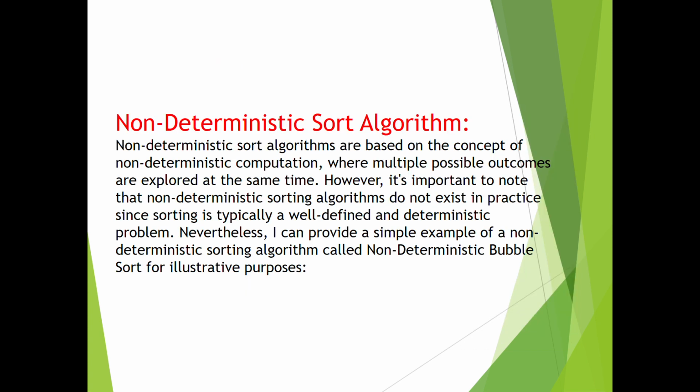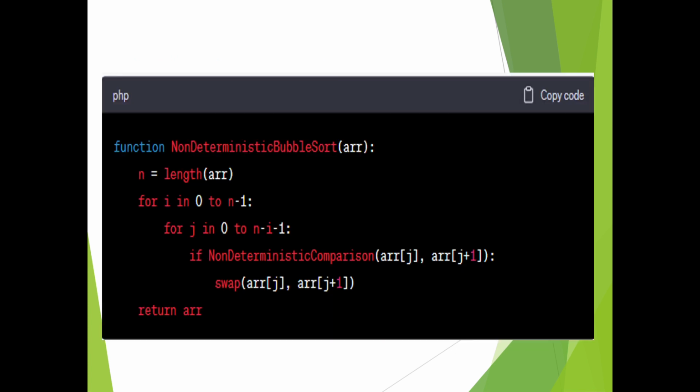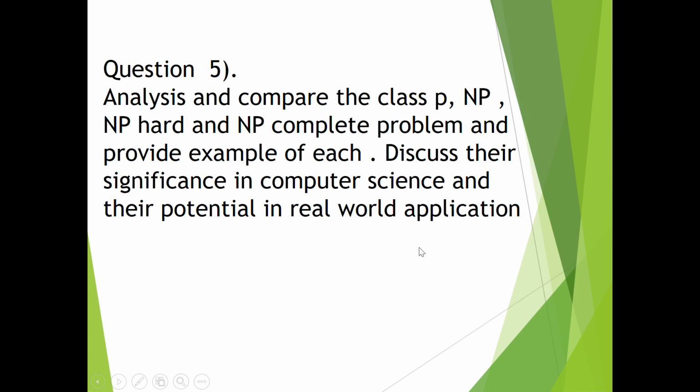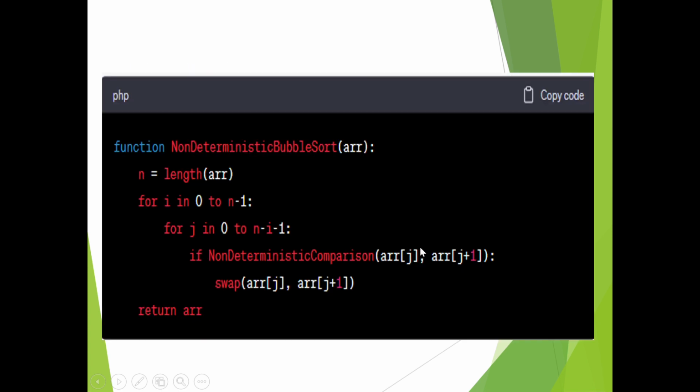Non-deterministic sort algorithm. This is a non-deterministic sort algorithm. Actually what we are doing is we have an array and we take one element from that array at a time, then copy the same element into another array, expecting that we get a sorted array. This is a non-deterministic bubble sort, but I have told another example.